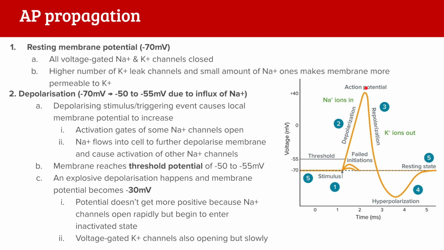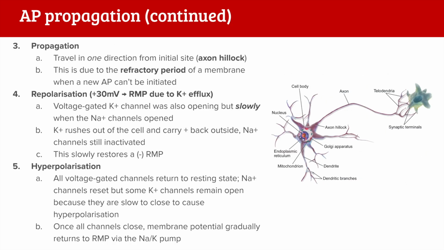The reason that the potential doesn't get any more positive than this is because all these sodium channels then enter an inactivated state. So they become closed, and basically there can't be any more sodium flowing in, so it doesn't continue to get more positive. It's important to note that during this time, the voltage-gated potassium channels are also opening, but slowly.